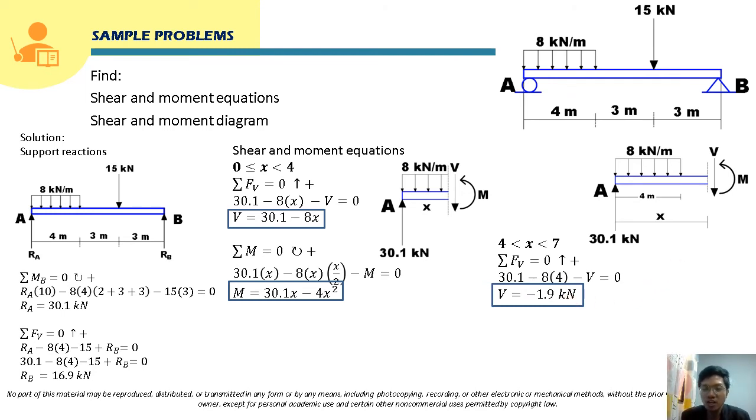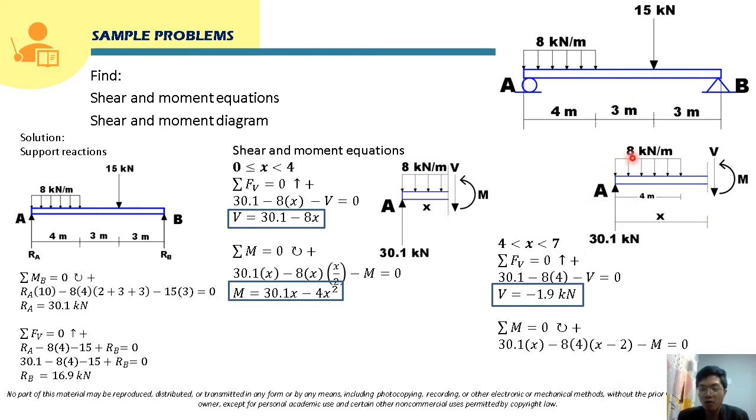Okay, so from here, class, we are going to solve the moment by taking moment at the cut section. So the moment here, class, will be 30.1 times its moment arm, that is x. And it's clockwise.